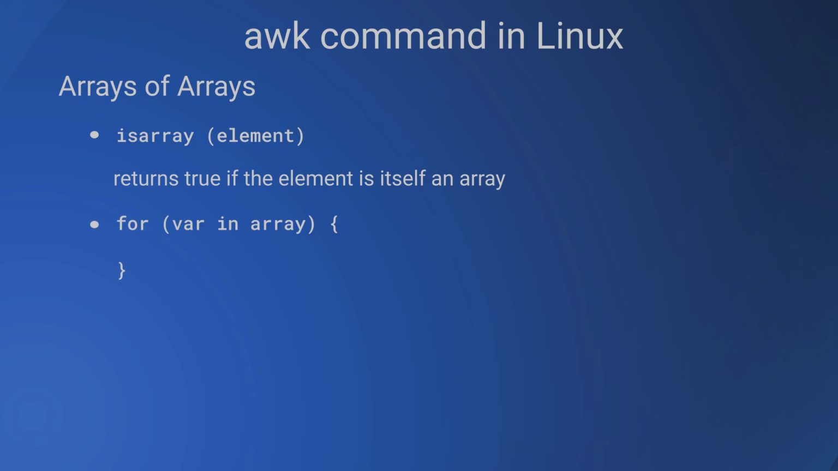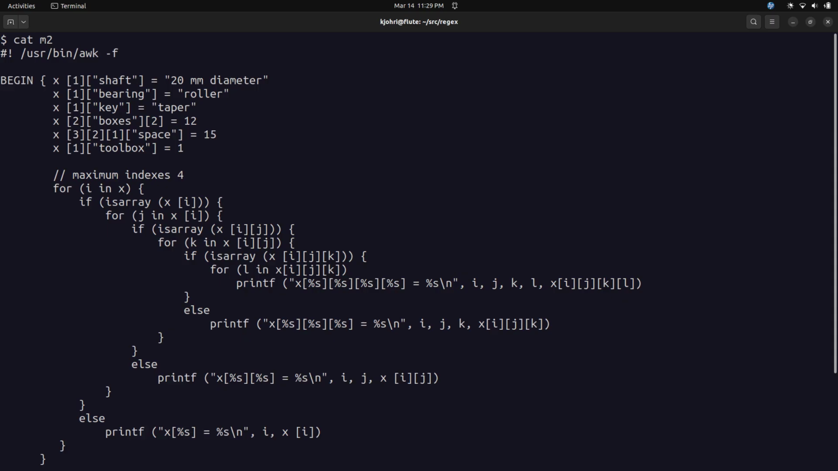If we know the maximum number of indexes, we can traverse an array using the for (var in array) statement and the isarray function. Here we have an array x and the maximum indexes are 4. We start with array x and traverse using the for (var in x) statement, and for each element we check whether it's an array.